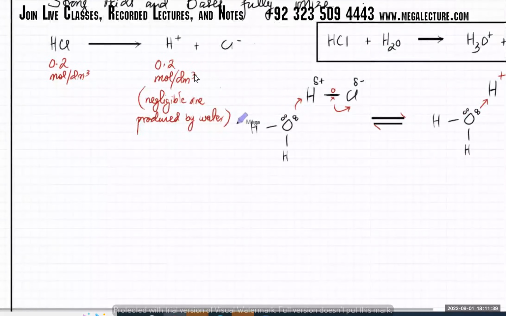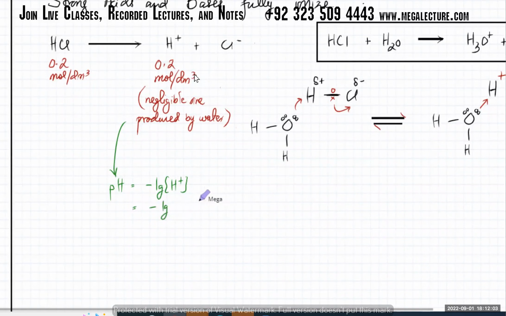What is the pH for this thing? pH is the negative log of the concentration of H plus 1 ions. And in this case, it's going to be negative log of 0.2 mole per dm cube. So can anyone tell me what the pH is?